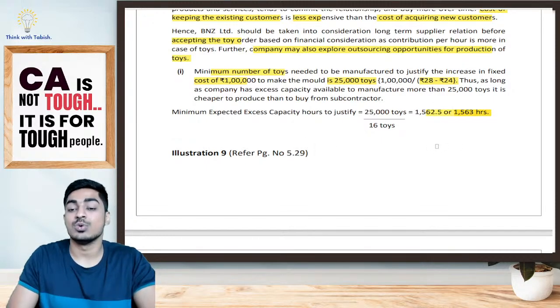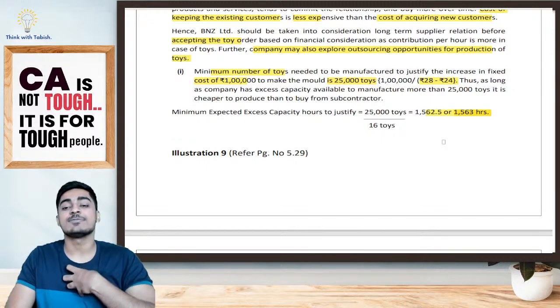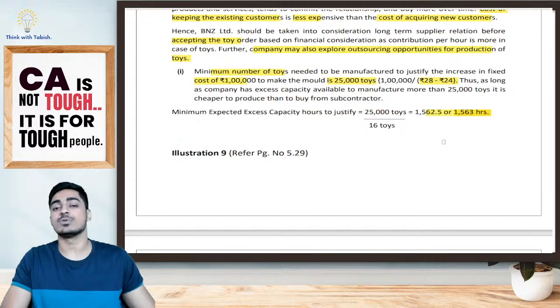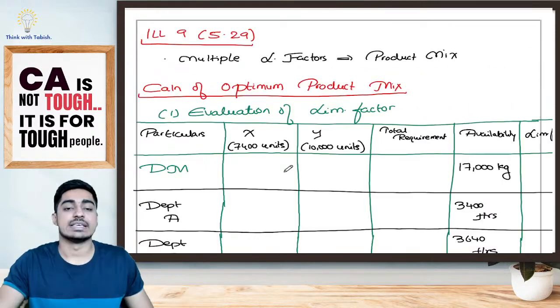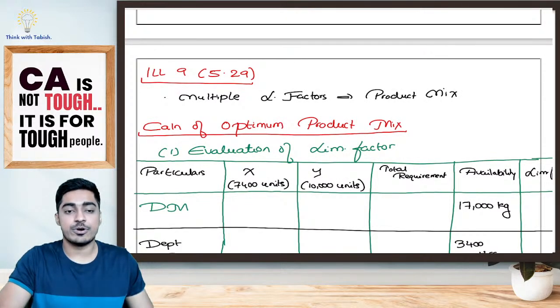1563 hours we want. So if we have, yes, we as a company B and Z, we have 1563 hours. Yes, we'll do it on our own. If not, we'll give it off to a subcontractor. Is it clear, students? Yes, now we have illustration number 9, page 5.29.